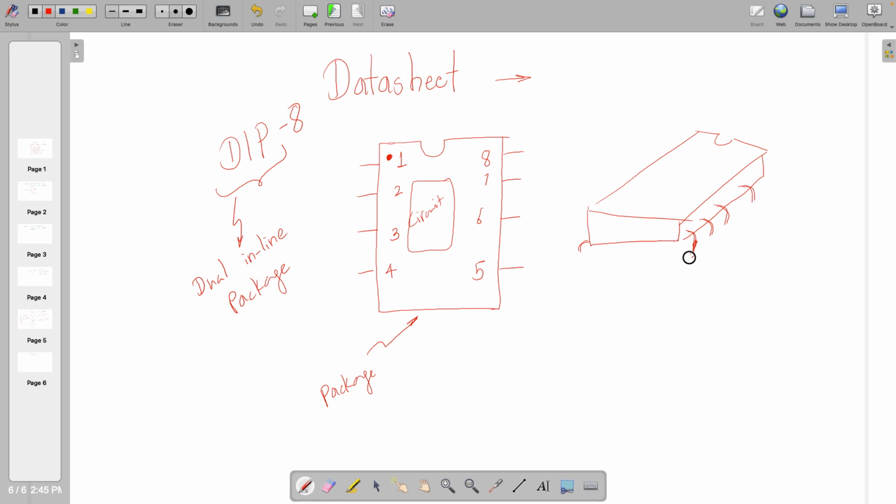These pins can go from one layer to another layer of the PCB. So if there is a PCB over here, you can place this and the pins will come out the other side, and you need to solder it on this side. This kind of ICs and components are known as through hole technology.